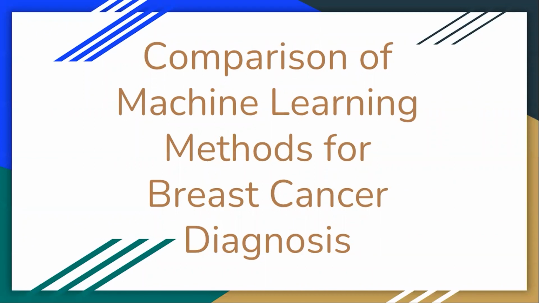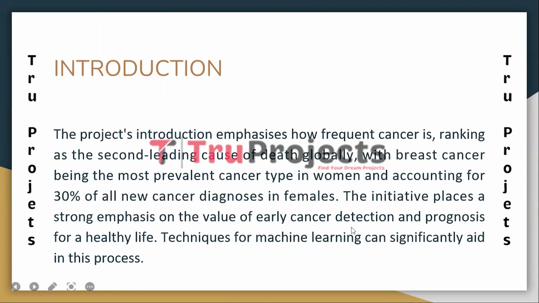The project titled Comparison of Machine Learning Methods for Breast Cancer Diagnosis highlights the high prevalence of cancer, ranking as the second leading cause of death worldwide. It specifically focuses on breast cancer, the most common cancer in women, accounting for 30% of new cancer cases. The project emphasizes the importance of early detection and prognosis for effective cancer management. Machine learning techniques play a vital role in improving cancer detection and prognosis methods.